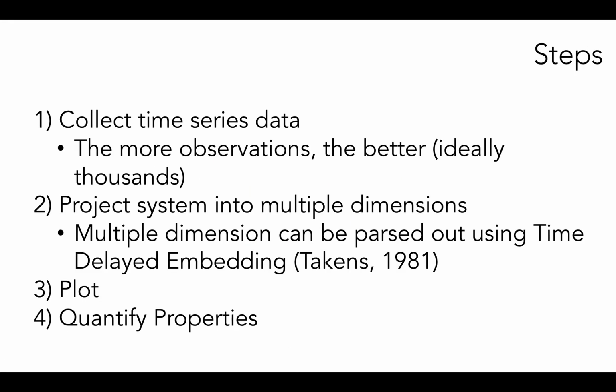When we're going to do a recurrence quantification analysis, there's four major steps that we're going to have to take. First is going to be to collect some data. This can be discrete or continuous data. Ideally, the more observations you have, the better. Thousands typically would be the best. A couple hundred will typically be okay though.